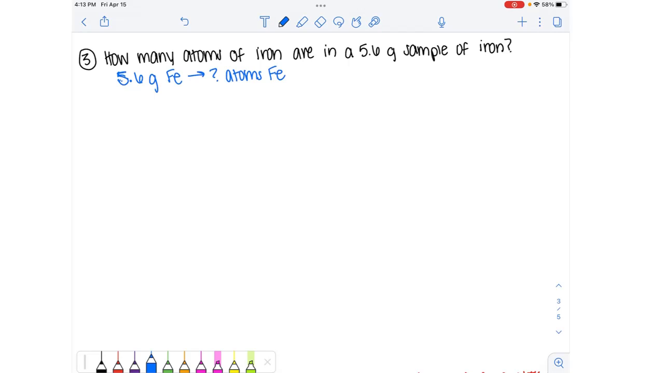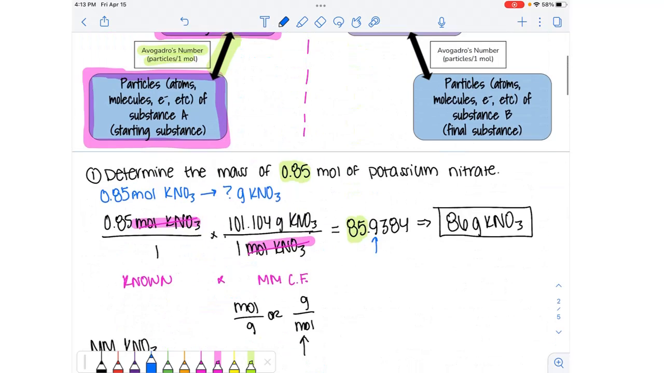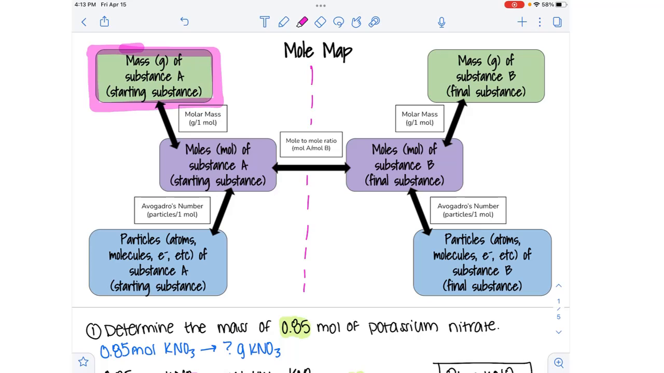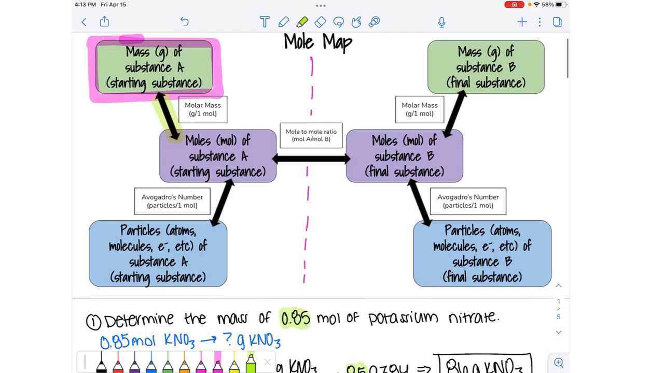Okay, so if we go back up and look at our mole map, let's see where this one's going to take us. Grams to atoms. Starting out with grams, which means I'm starting in this mass box right here. Now I want to get all the way to atoms. So I have to travel down this arrow here. That's going to take me to the moles box. Now where do I want to go from here? Well, I want to go to atoms, and I'm still working in the same substance, so I need to stay on the left side of the mole map. So I need to go down this arrow, and that's going to take me to atoms of the same substance. So this is where I want to end.